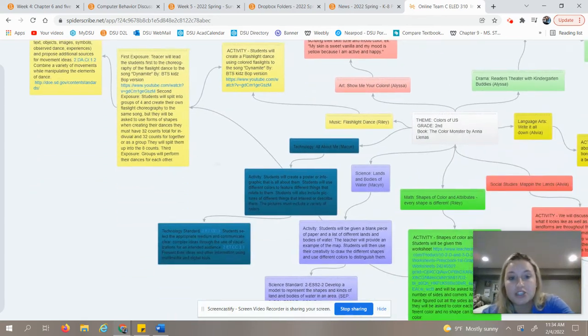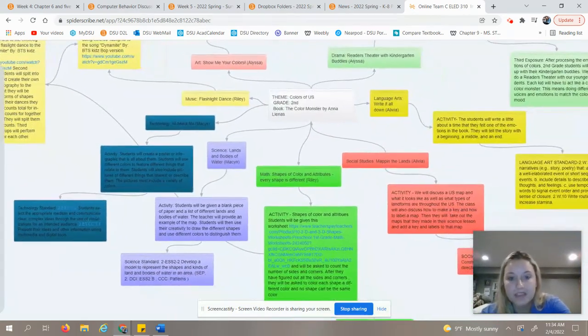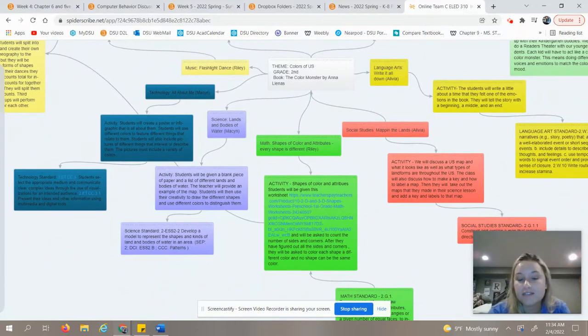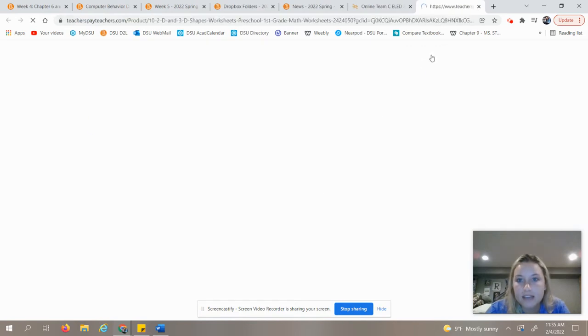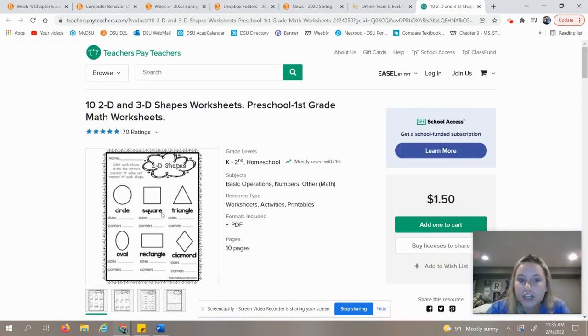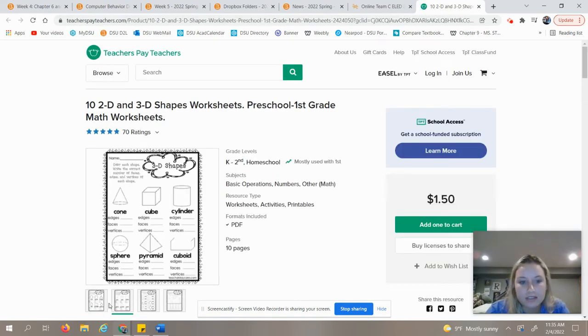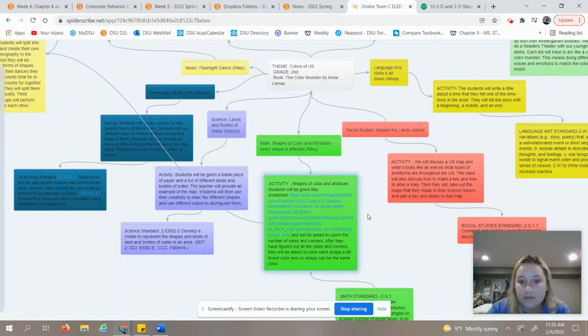And then we go on to math. The theme is shapes, color, and attributes. Every shape is different. So the activity for this is shapes, color, and attributes. The students will be given a worksheet like this. I just found this one off Teachers Pay Teachers. This is the worksheet that they will be given, this one and this one. They have some shapes on there, and they will be asked to count the number of sides and the corners.